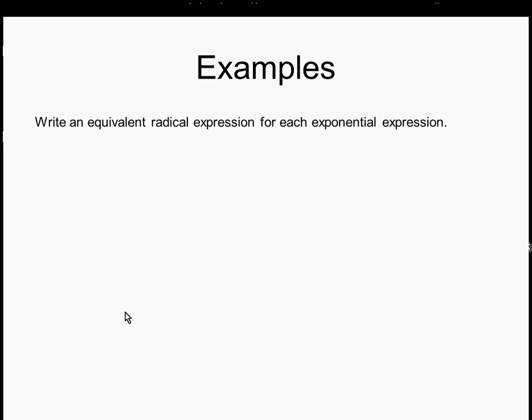Let's go the other way. Let's write an equivalent radical expression for each exponential expression. So I've got 4x to the 2/3. Notice I've got the 4x in parentheses. I will put that entire expression under the radical, and I will keep it in parentheses. The denominator is 3, so the index is 3. The exponent is going to be the numerator, which will be 2. So I'll have the cube root of 4x squared.